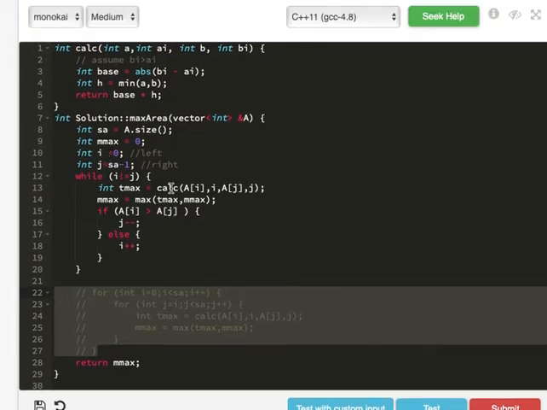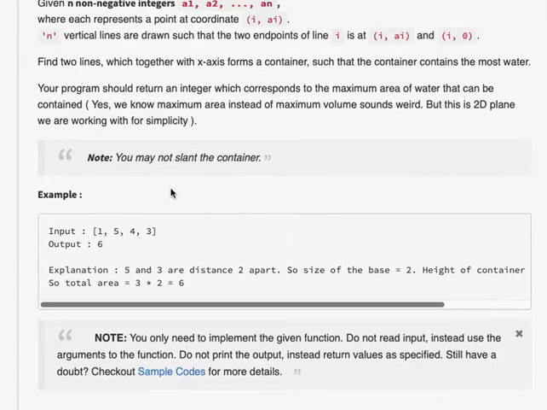Why do I take that? Because whenever I am on the right and on the left, I get the maximum distance between the two. If this was a 5 and here it was 5, then that would be the maximum, a very large rectangle. This is not the case. I am calculating here and then I move one. 3 is bigger than 1, so 1 is the one that limits me. So I'm moving the i one step to the right.